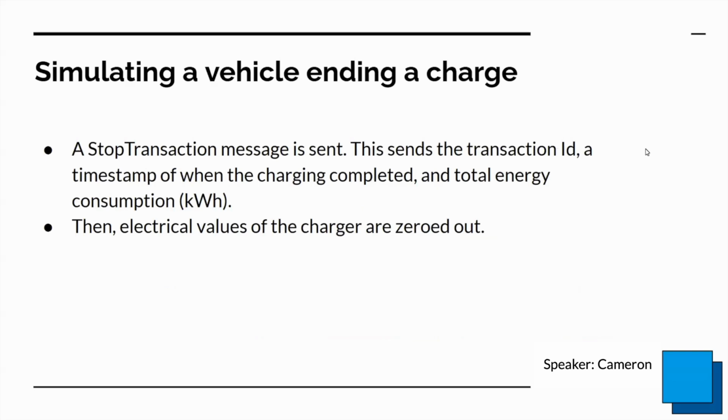Then when we end charging, a stop transaction message is sent. This sends a transaction ID, a timestamp of when the charging completed, and total energy consumption in kilowatt hours. Then electrical values of the charger are zeroed out.